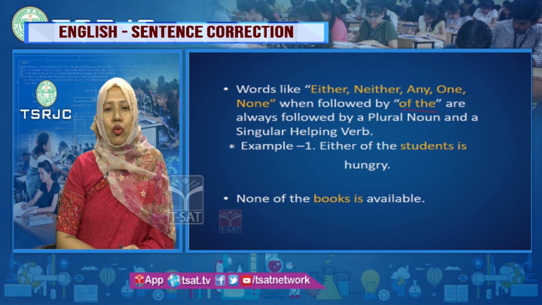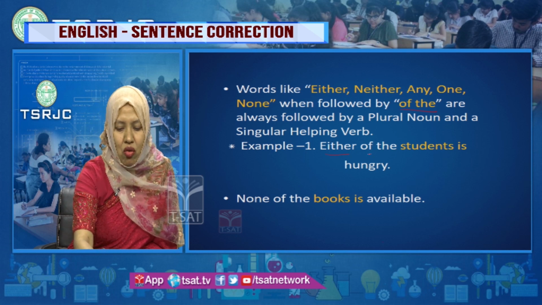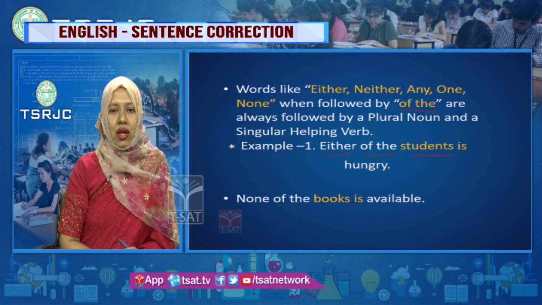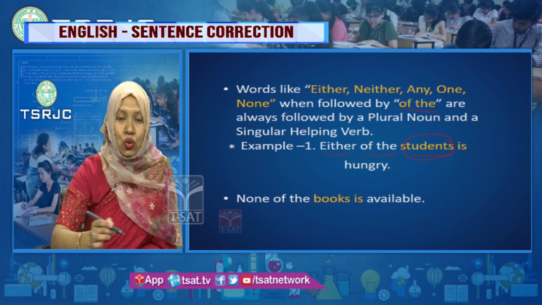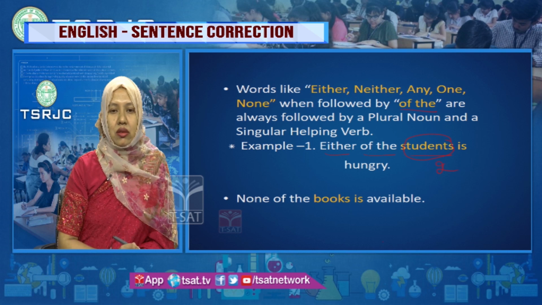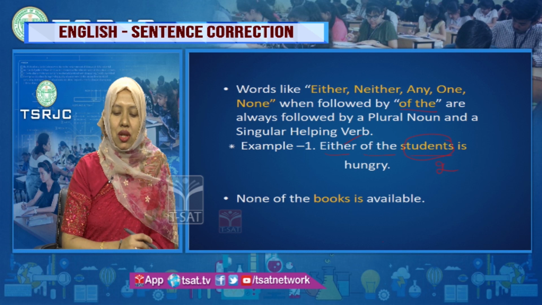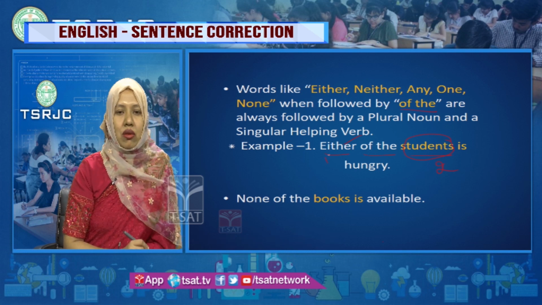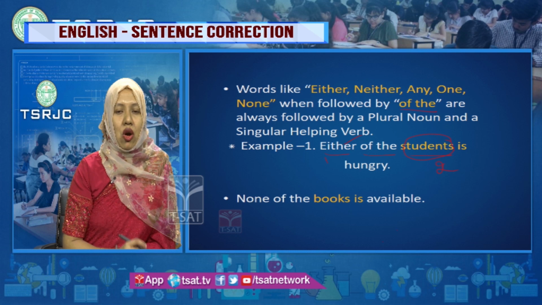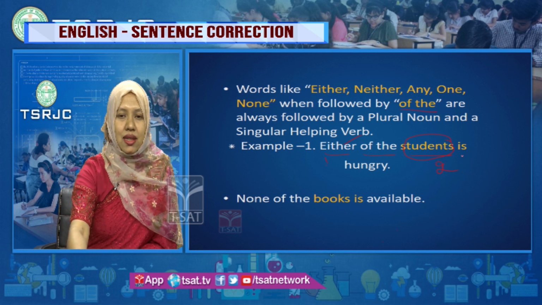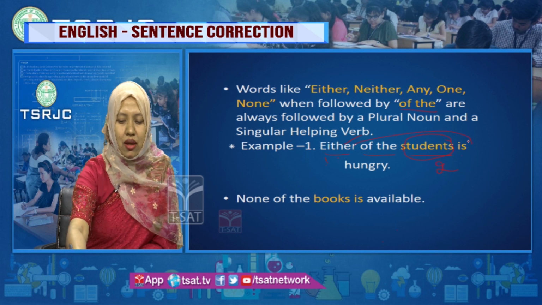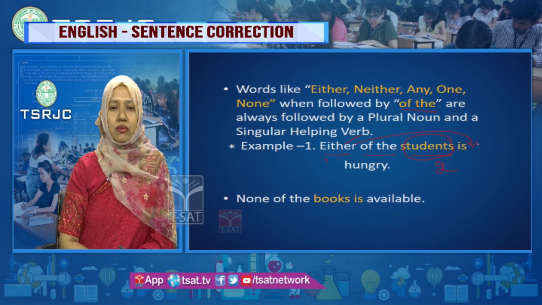It should be followed by a plural noun and a singular helping verb. Either of the students is hungry. Here, let us take two students. When we talk about two students, we are talking about one person here, because in the subject place, either is used. Either refers to one person or one student. So out of two students, only one is hungry. Because the subject is singular, we are using a singular helping verb here. I hope this is clear.